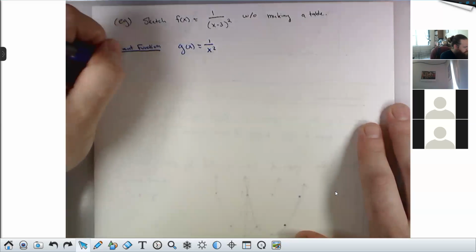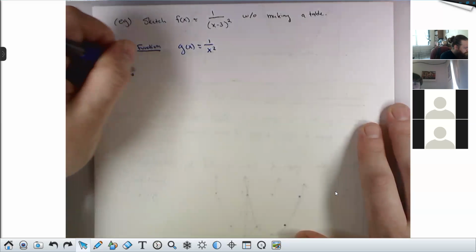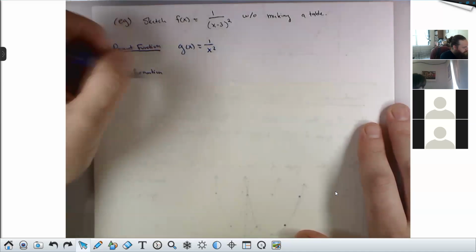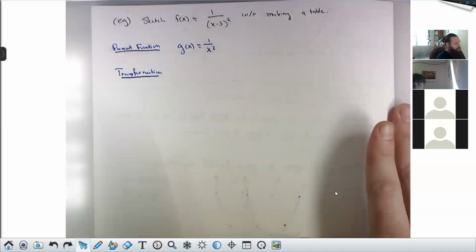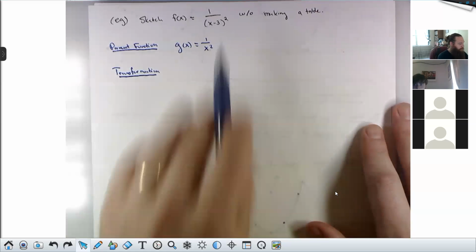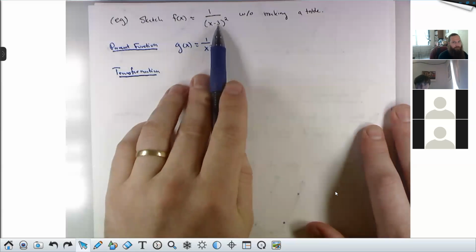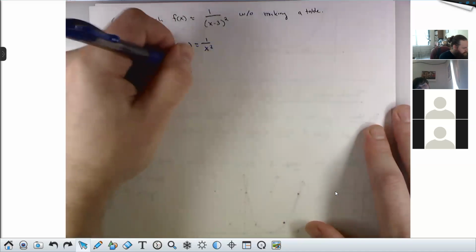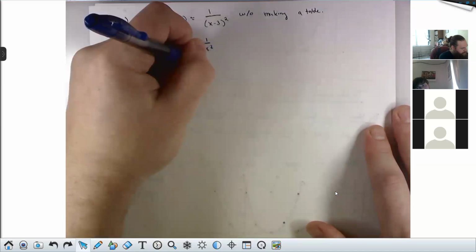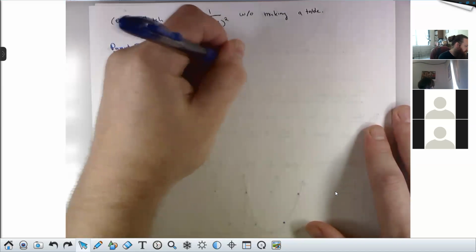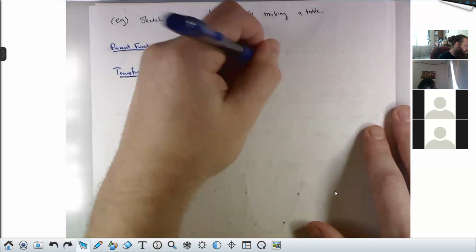Okay. And then what transformation will I apply? What am I going to do to that graph? We're going to move it 3 to the right. Very good. 3 units to the right this time, because I've replaced x by x minus 3. So the transformation here is a shift to the right by 3 units.